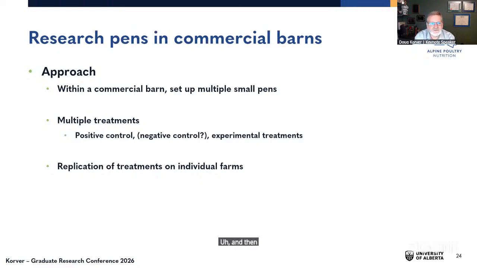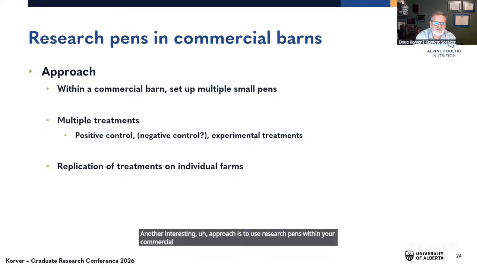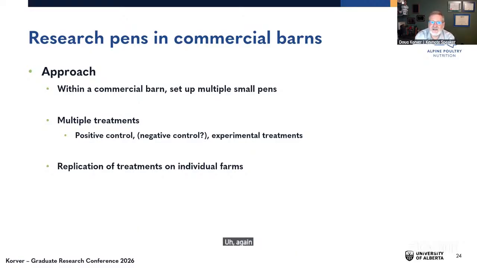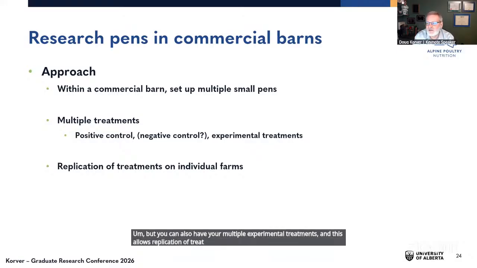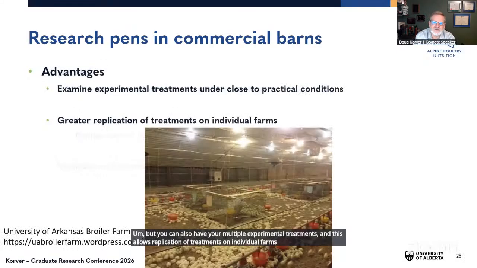And then another interesting approach is to use research pens within your commercial barns. So you can set up smaller pens within the actual production environment. Again, you can certainly have your positive control. It may be difficult to have a true negative control with no protection, but you can also have your multiple experimental treatments, and this allows replication of treatments on individual farms or even within individual barns.